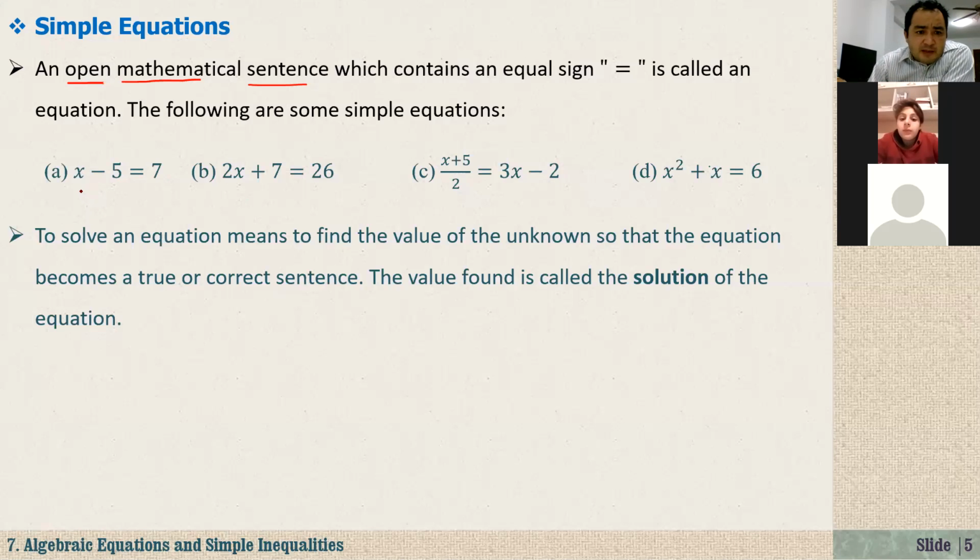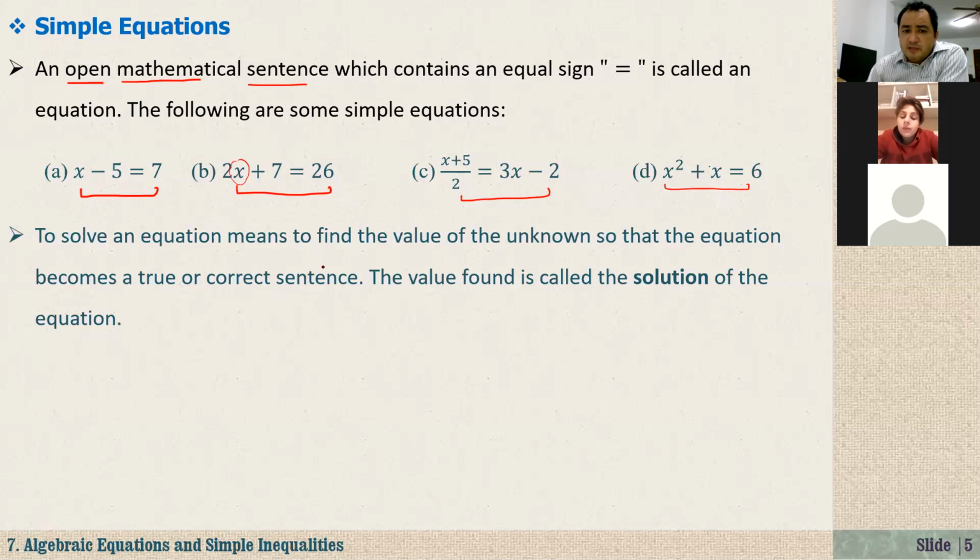How about this one? x minus 5 equals 7. Now, what is x? Can I say true or false? I can't say this, right? It depends on the value of x. So that is an equation. 2x plus 7 equals 26. Again, I can't say whether it is true or false. It depends on the value of this x. That's why it is an open sentence, and this is called an equation. And similarly, that's also an equation, and that's also an equation.